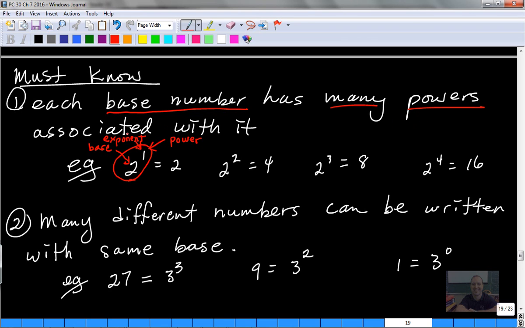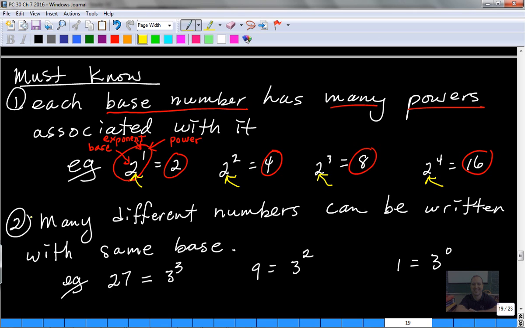And there's many powers that are associated with each base. So for example, 2 to the power of 1 is 2. 2 to the power of 2 is 4. 2 cubed is 8. 2 to the 4th is 16. So all of these numbers here are associated with one base. That is the base 2. The only thing that's changed is the exponent. That's important. First thing you need to know.